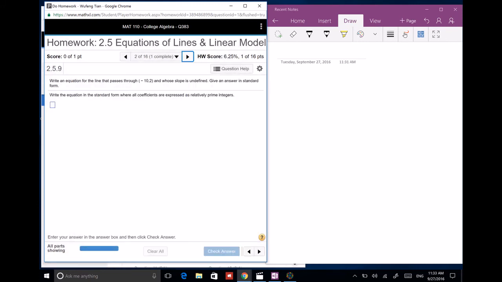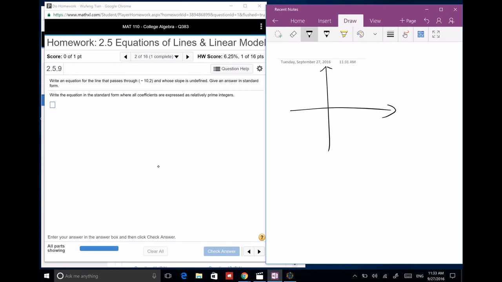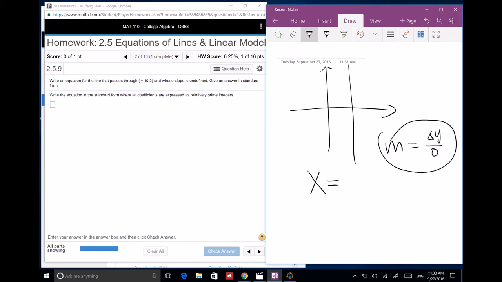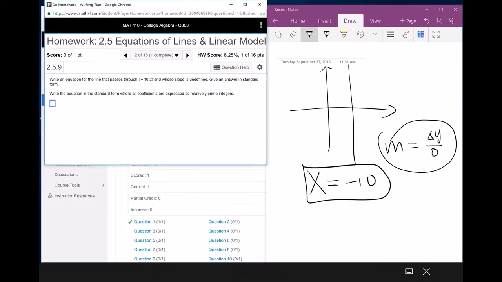Write the equation for the line passed through this point whose slope is undefined. A slope is undefined means x never changes. But y is changing, but x never changes. The slope is undefined means something over 0, dy over 0 is undefined. So x never changes means x is constant. X is constant gives you x equals -10. The equation is x equals -10.